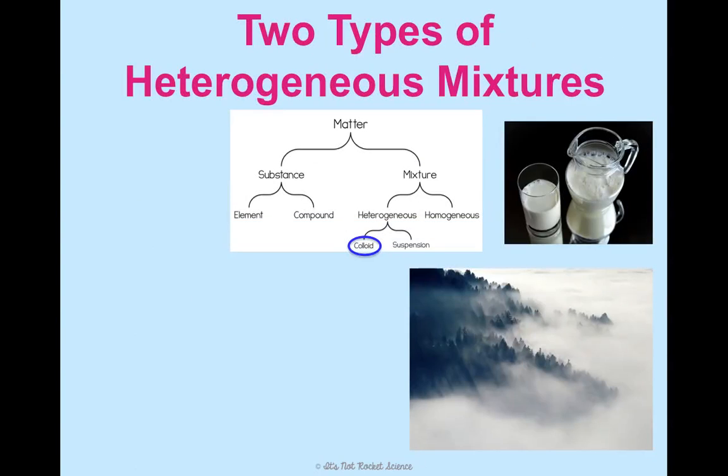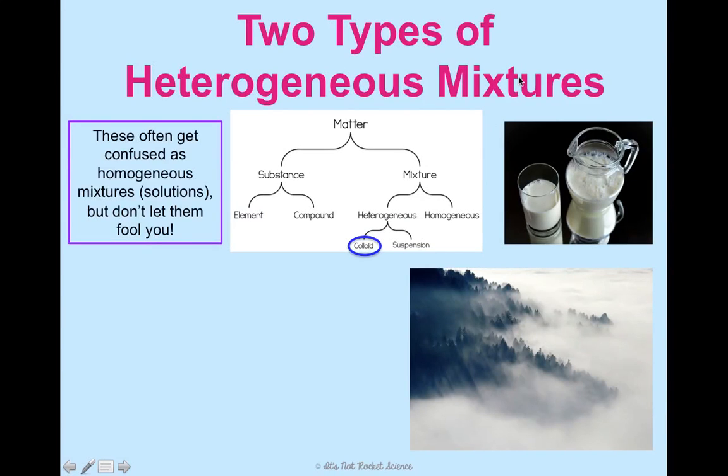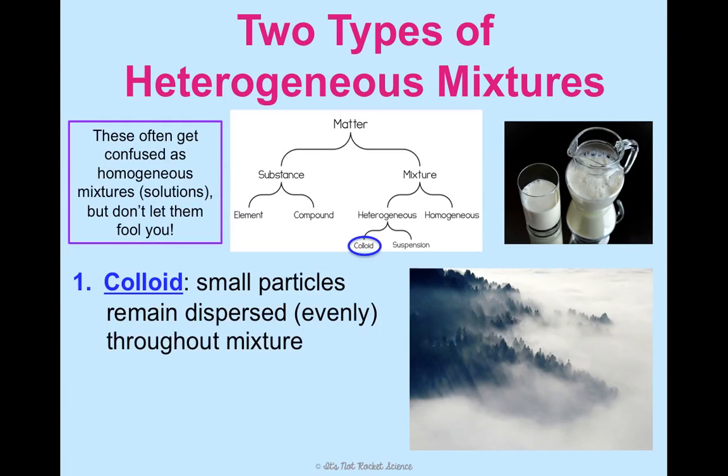Now, we can even further divide heterogeneous mixtures into colloids and suspensions. These are often the tricky ones. These often get confused with homogeneous mixtures, but don't let these fool you. Okay, colloids especially. These have small particles dispersed. Now they are evenly dispersed throughout the mixture, but we can still point them out, which is what makes them different from a homogeneous mixture. They are larger particles than what you would find in a homogeneous mixture or solution.